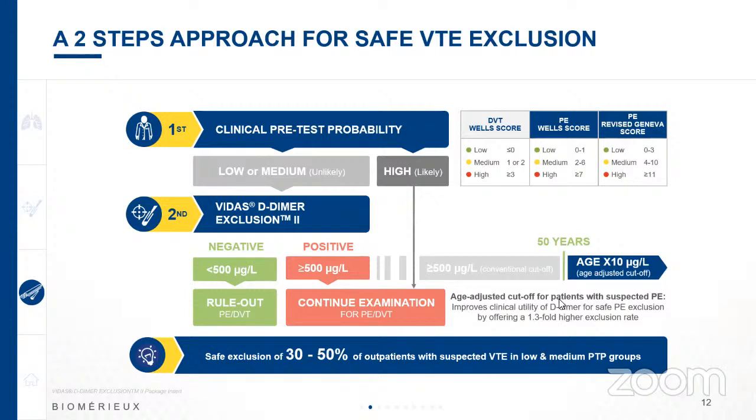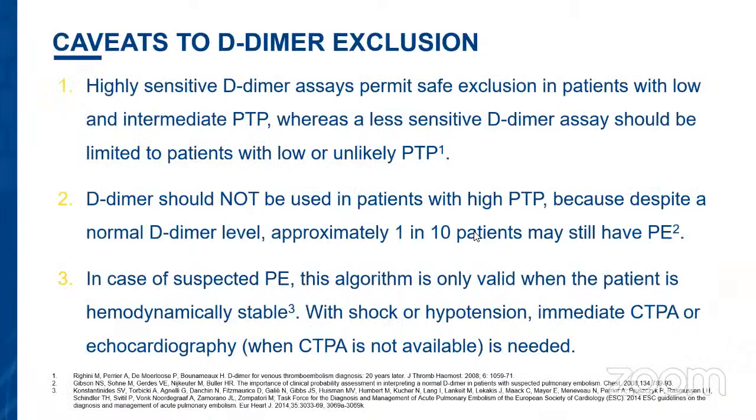And again, this age-adjusted cutoff, just as I've mentioned, improves the clinical utility of D-dimer for safe exclusion by offering a 1.3-fold higher exclusion rate. All right. So safe exclusion, 30 to 50% of patients in the low and medium pre-test probability groups. That's the take-home message for D-dimer. That's the key highlight of the discussion that we're having so far on VTE.